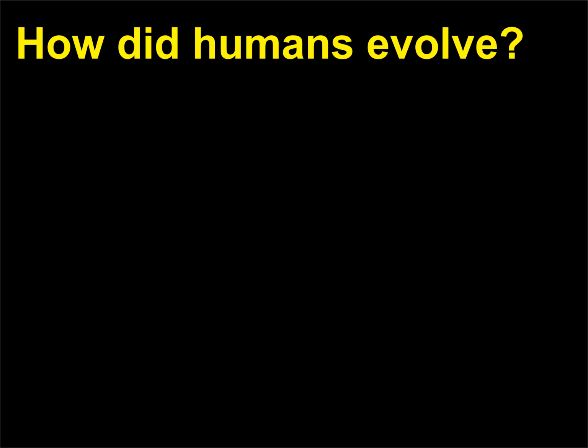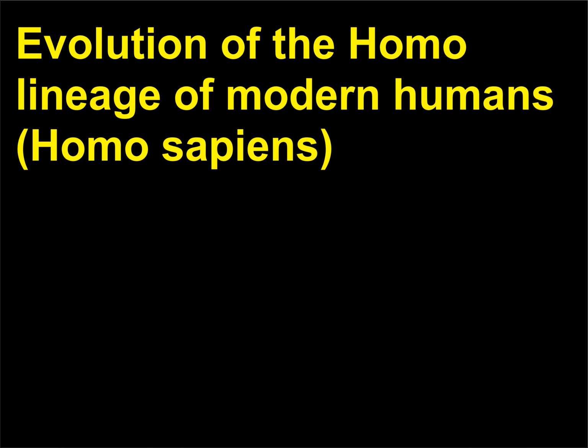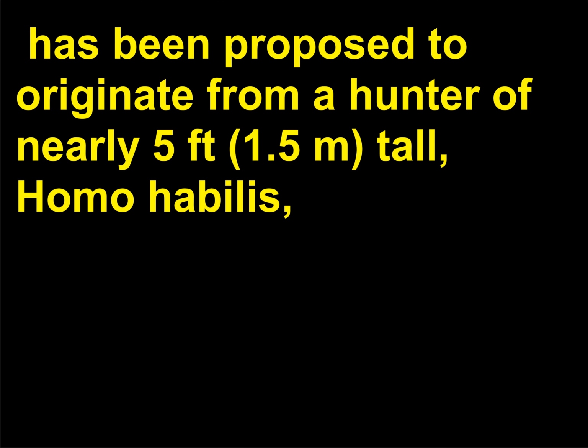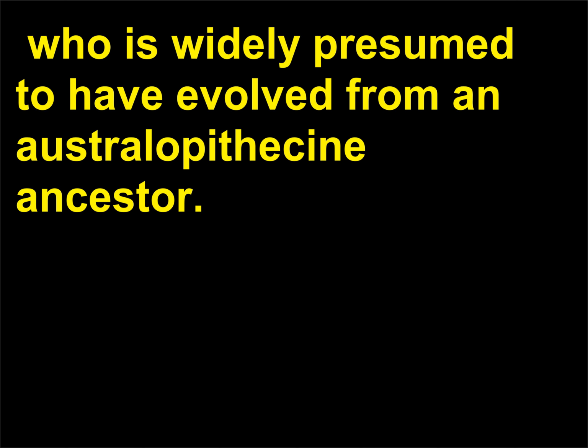How did humans evolve? Evolution of the Homo lineage of modern humans, Homo sapiens, has been proposed to originate from a hunter of nearly 5 feet (1.5 meters) tall, Homo habilis, who is widely presumed to have evolved from an Australopithecine ancestor.